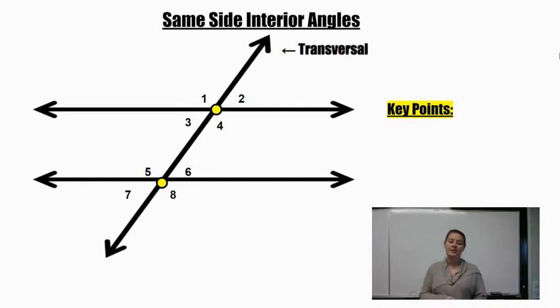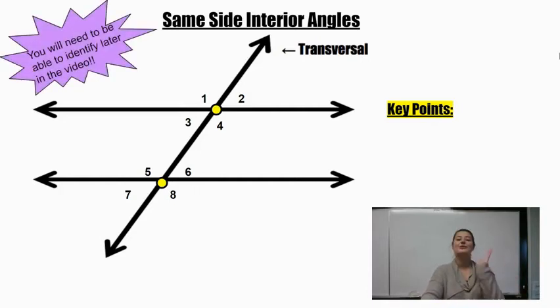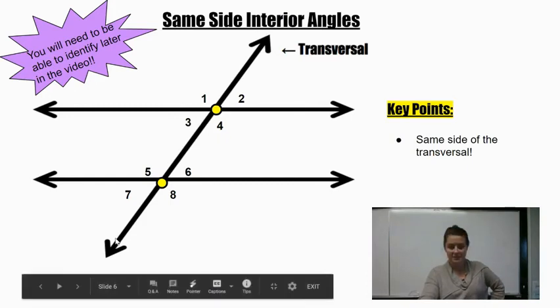Same side interior angles. Okay, key points. Also, keep watching. You need to know this for the end of the video. They are on the same side of the transversal. So this is a little bit different than the ones we've seen before. Same side of the transversal, it's kind of like corresponding. They both need to be on the left with 1, 3, 5, or 7, or both need to be on the right with 2, 4, 6, and 8.